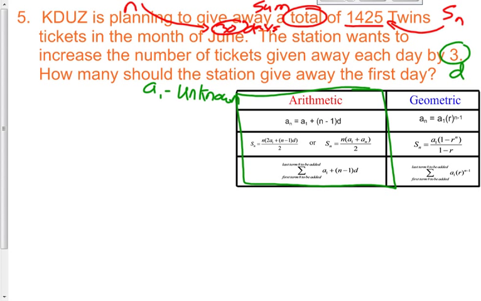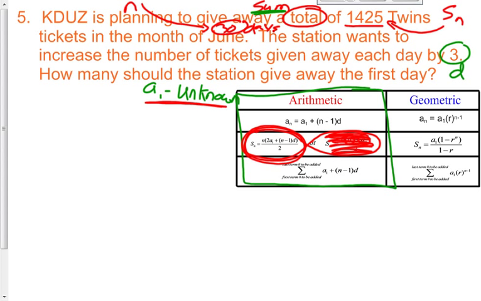So class, if you're given the sum of something, you know you're going to be dealing with one of these two equations, because these are the sum equations for arithmetic sequences. Notice on this one, I need the value of the first term, and I need the value of the last term. Well, I don't know the value of my first term. That's what I'm going to find out. And I don't know how many tickets are given away the last day. This paragraph in orange doesn't tell me that. So I can't use this formula. So that's going to tell me I have to use this one.